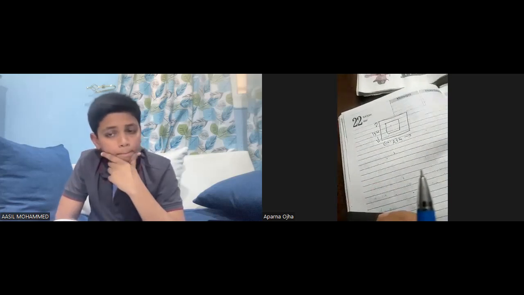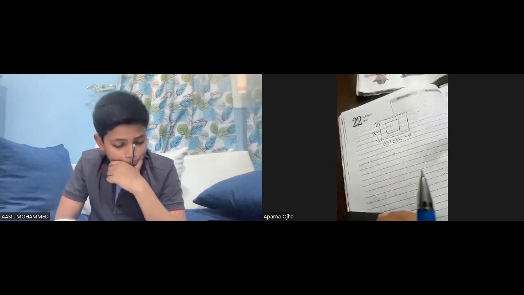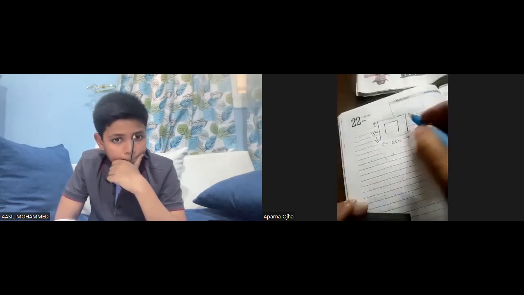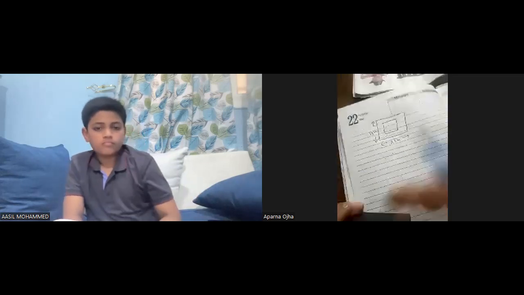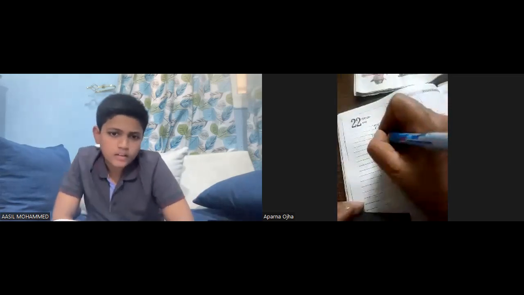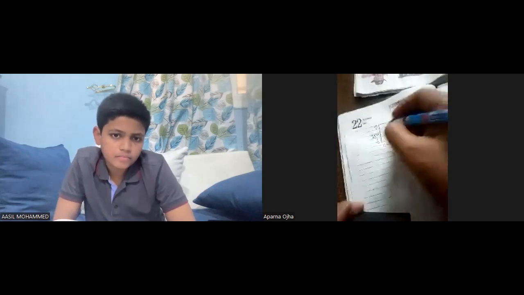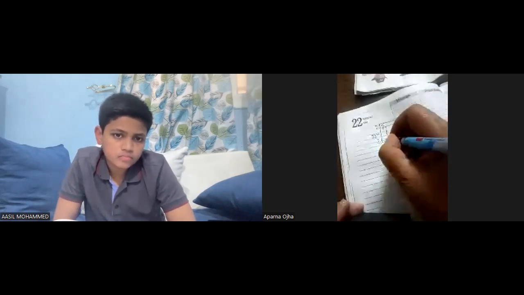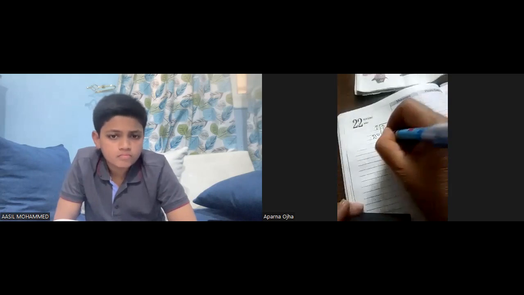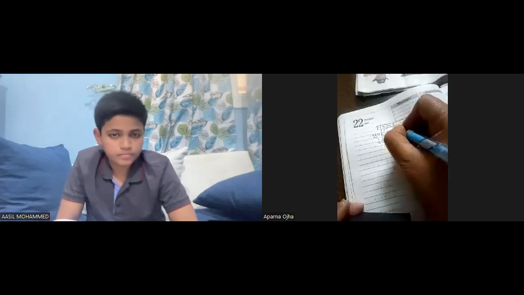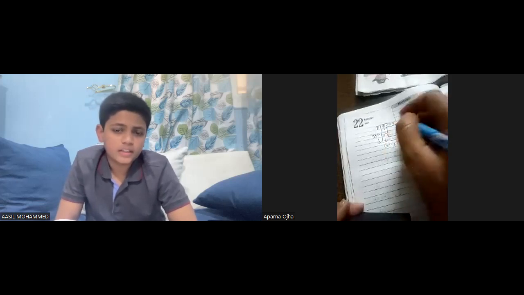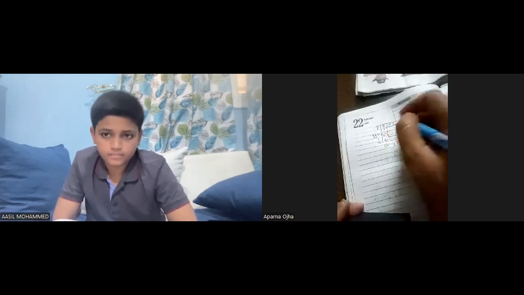Any more thing is given? Yes. This is a square, 25. This is 25. And this is given 15 meter. And this is given 25. No, actually 20. This is given 20. Okay.